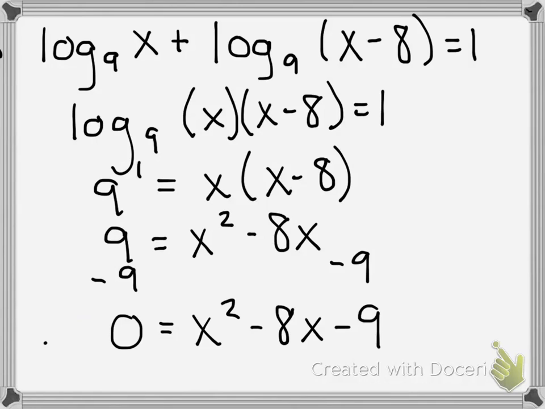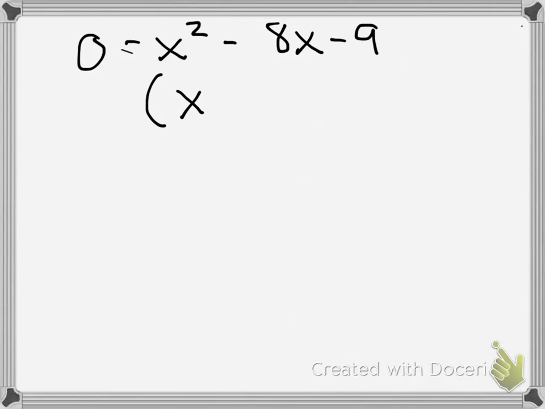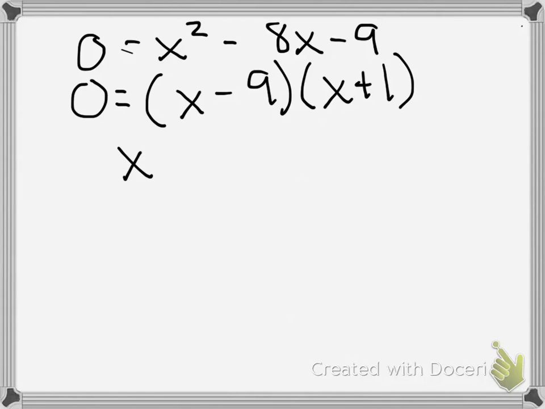So at this point, you still need to solve for x, and your best option here is to factor. So we have 0 equals x squared minus 8x minus 9, which is going to factor to x minus 9 times x plus 1. And you set both of your factors equal to 0, so we get an x value of 9 and negative 1.